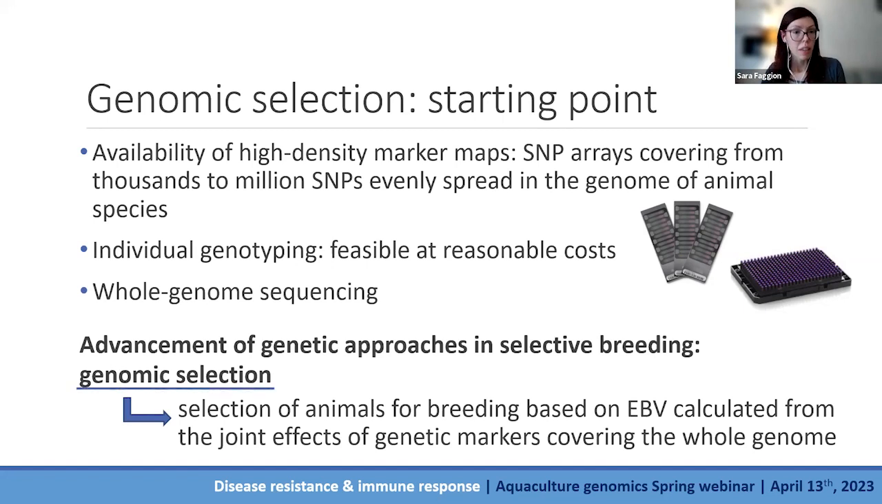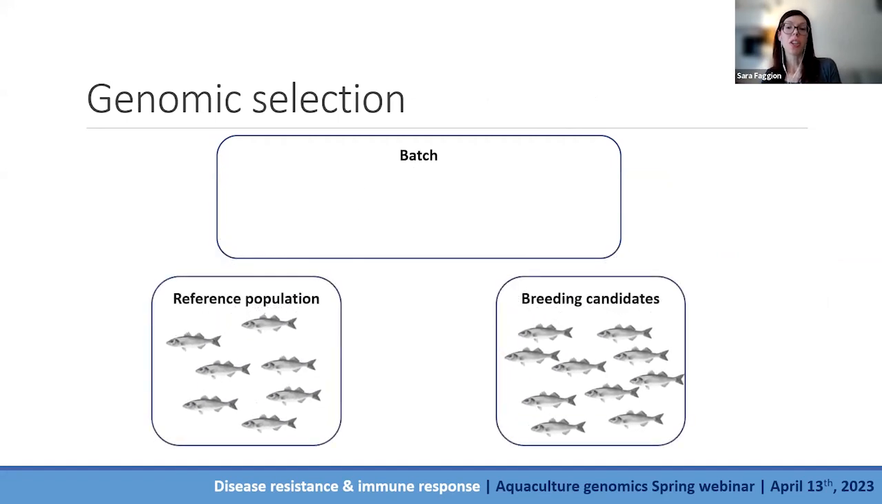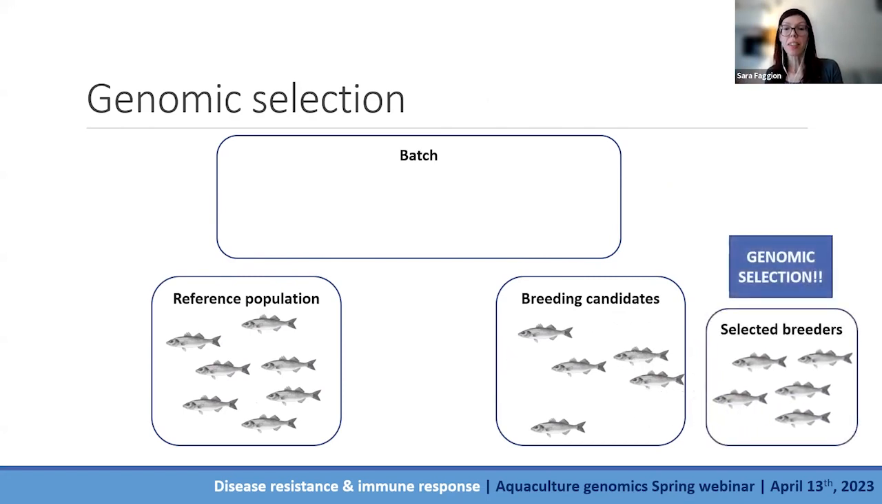But how does genomic selection work? Maybe many of you already know, but let's have a quick look. So we produce a batch of fish. Then this batch of fish is randomly split into two groups of full or half sibs, the reference population and the breeding candidates. Among the breeding candidates, we will select the new breeders through genomic selection, and we will see.